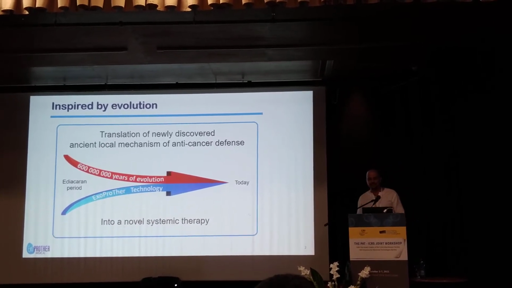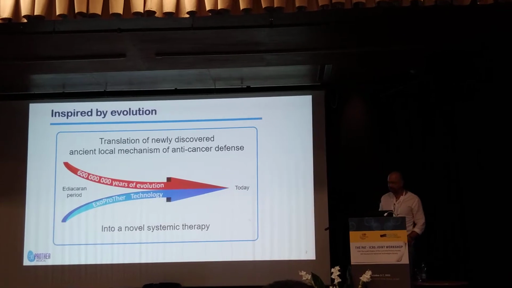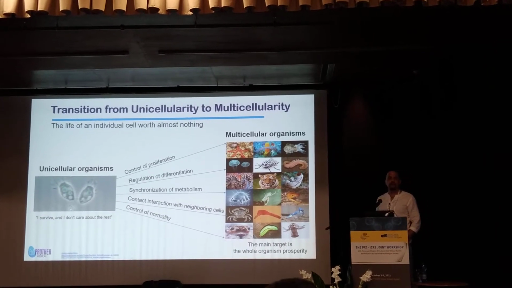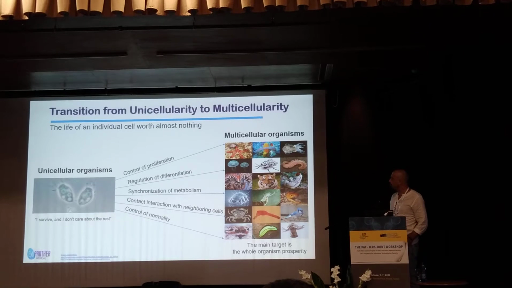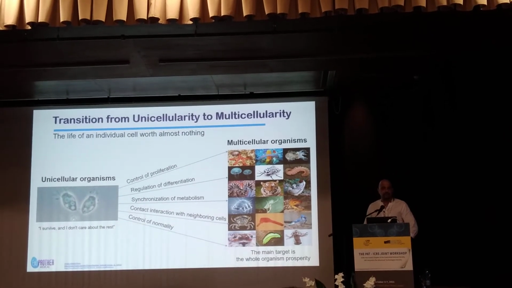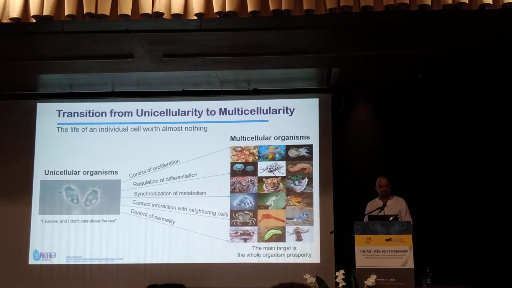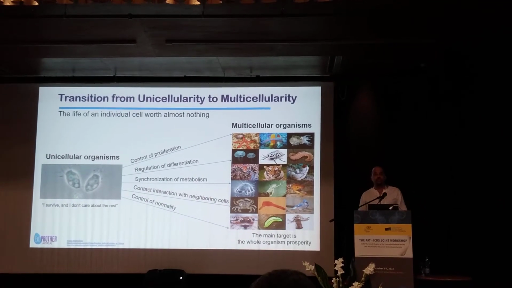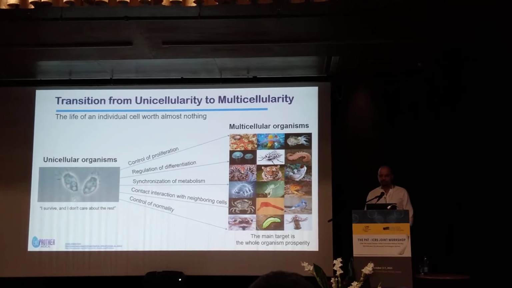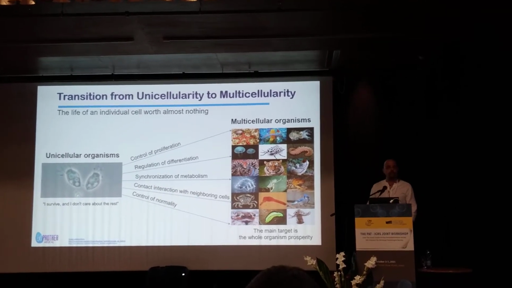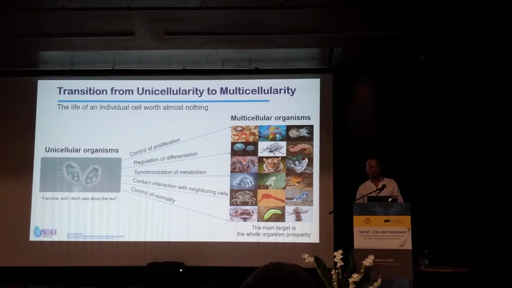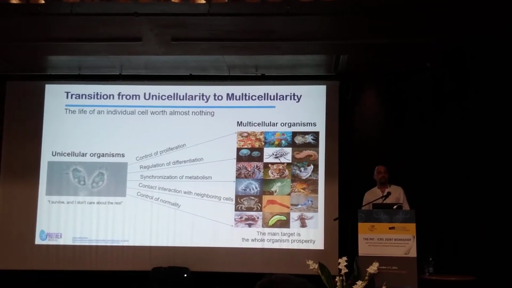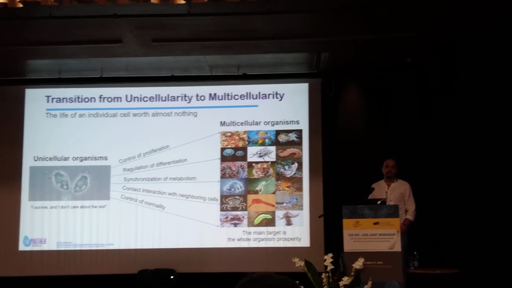So now let's time travel 600 million years to the past, to the beginning of the Ediacaran period. The period of transition from unicellularity to multicellularity. At this point, the Earth is prevailed by unicellular organisms, and their life is governed by a basic principle: I will survive and I don't care about the rest. With the transition to multicellularity, this principle has changed by 180 degrees. Now the life of an individual cell is worth almost nothing, and what's important is the prosperity of the whole organism.